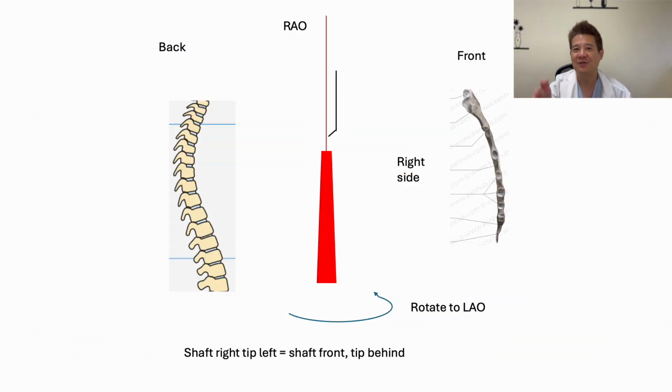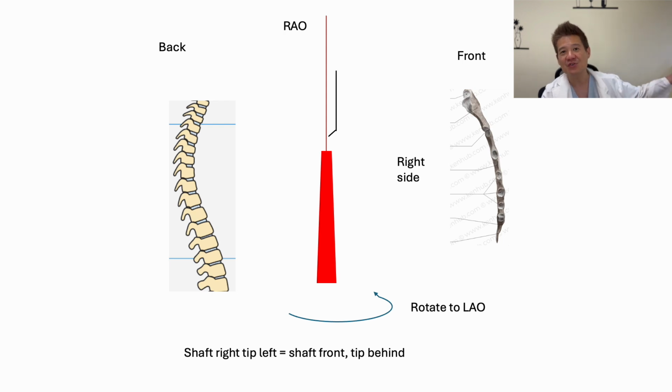Now, let's take example 5, the reference line in the center. The shaft is on the right-hand side in right anterior oblique, in front of the vessel. The tip is pointing to the left-hand side in right anterior oblique, which is opposite, pointing behind.